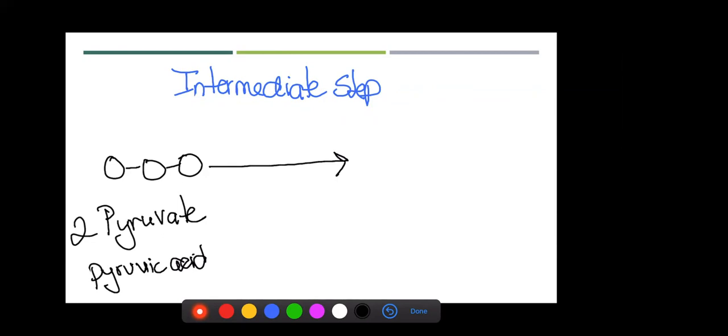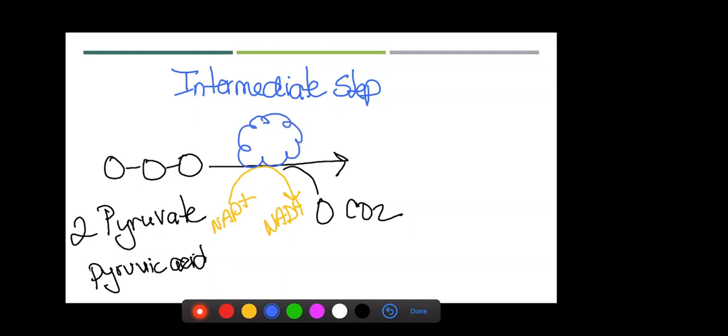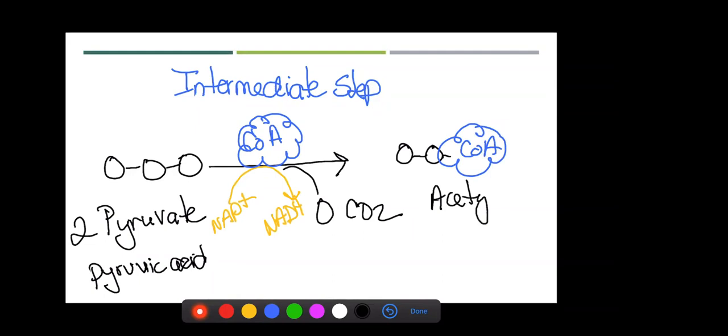And then we're going to end up losing a molecule of CO2. We are also going to end up getting NAD coming in and being reduced, picking up more electrons. And then we're going to have our coenzyme A come in. And then we're going to end up with acetyl-CoA.